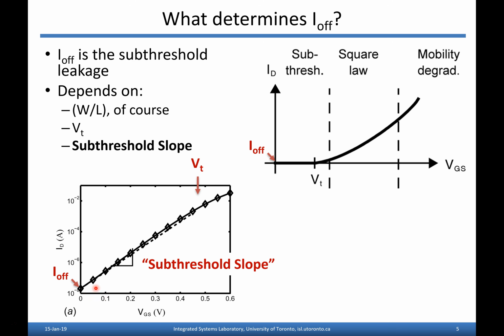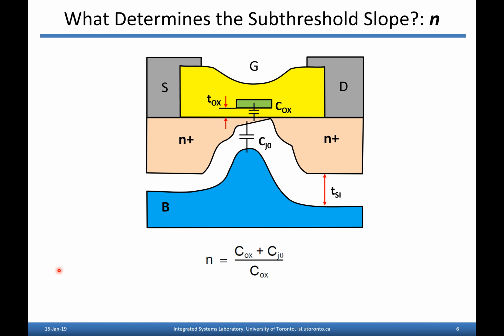The second important parameter, though, is the slope of this exponential. We're going to call that the subthreshold slope, and that is really a key knob that we have to play with in designing a new technology. So we will see that the subthreshold slope, the slope of that part of the curve, in turn depends on this transistor parameter that we're going to call N.